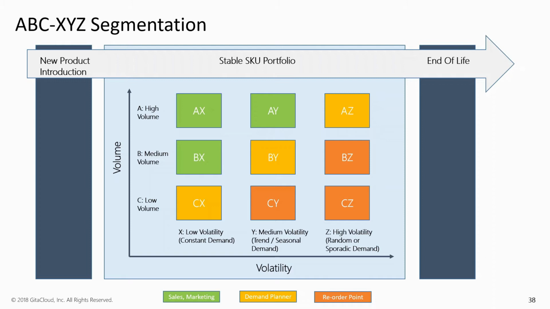This will make it easier for a demand planner to adopt different planning strategies for the different segments. Right, so when we are creating a segmentation profile, we can decide whether we want to segment just on the volume, that is your ABC segmentation, or on the predictability, that is your XYZ segmentation, or you can use both within the same profile.